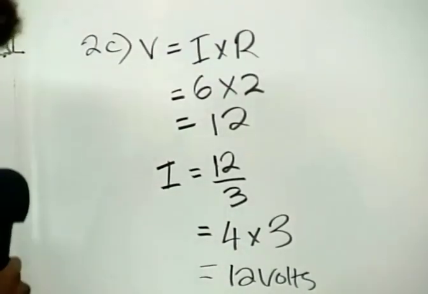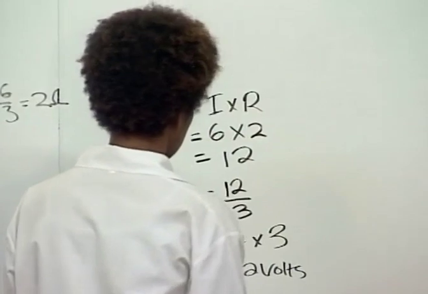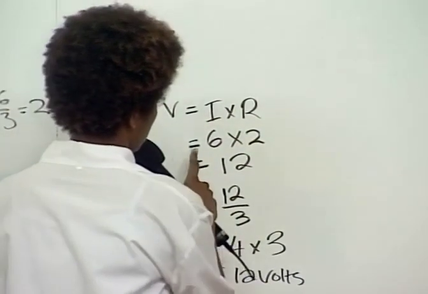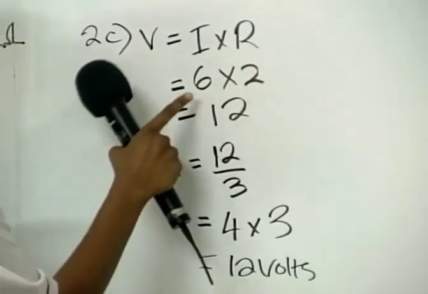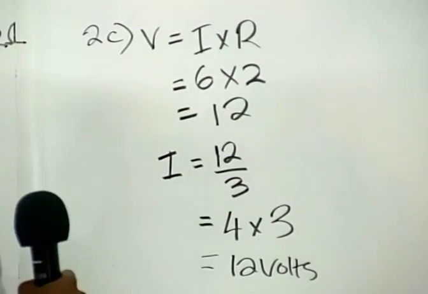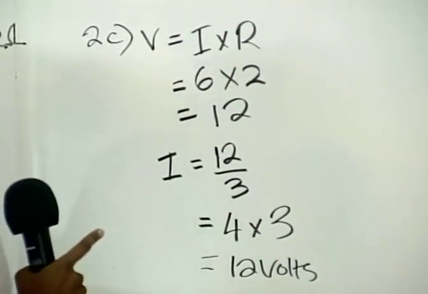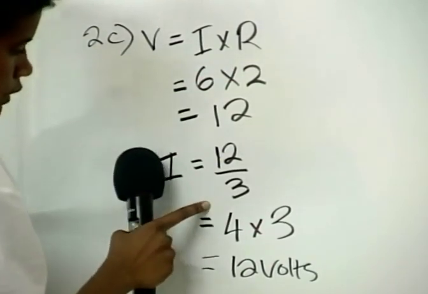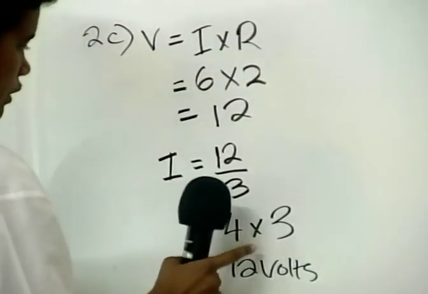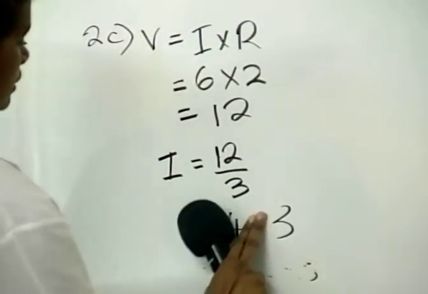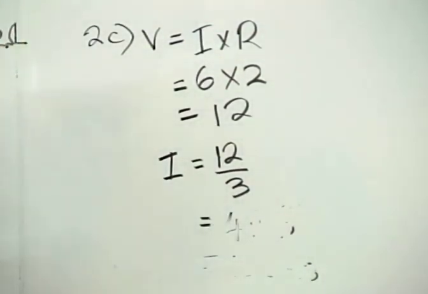The question asked to find the potential difference across the 3 ohm resistor. Voltage is equal to I times R. So the current is 6 multiplied by 2 to give you 12 volts. And to find the current, you get 12 divided by 3 will give you 4, and multiplied by 3 to give you 12. Sorry, it's 4 amps.